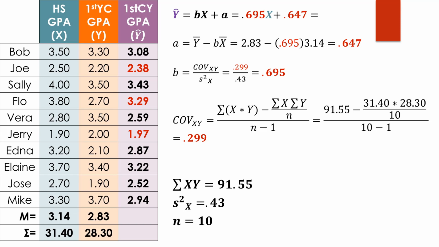For Flo, you see that her predicted GPA is a lot higher than the one she actually got. Now for Jerry, his is slightly lower than the one that he actually got. And you can make the comparisons for the other 7 students as well. So we calculate these predicted values because we want to compare them to the actual y values.